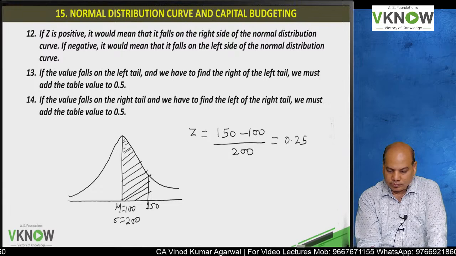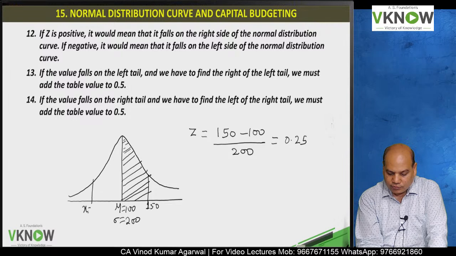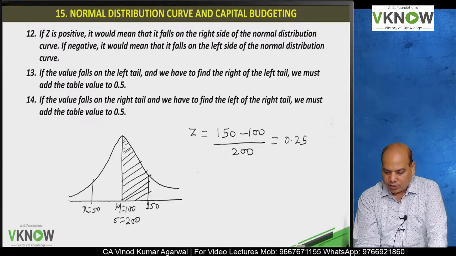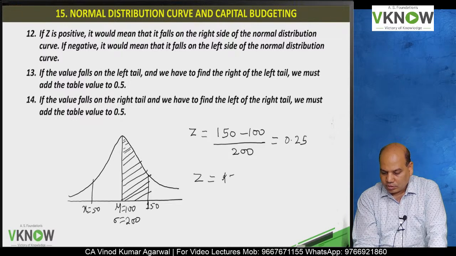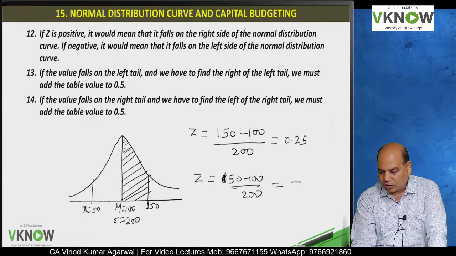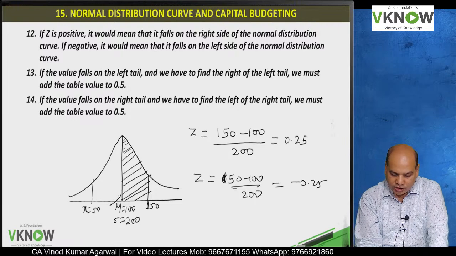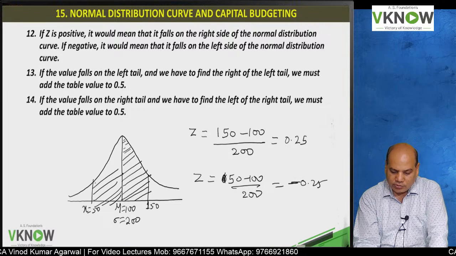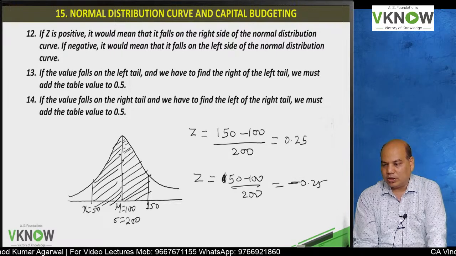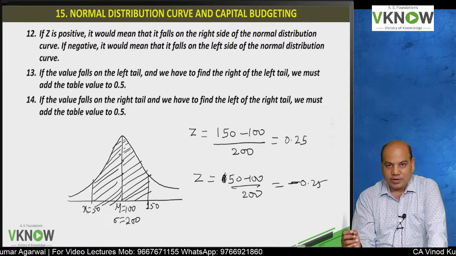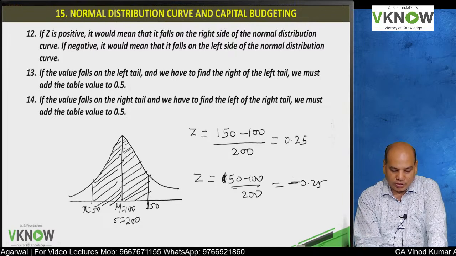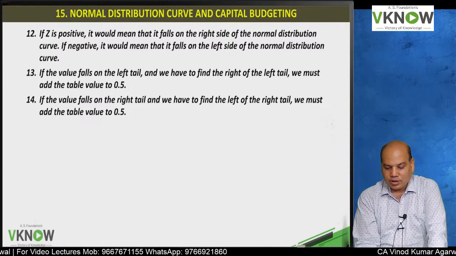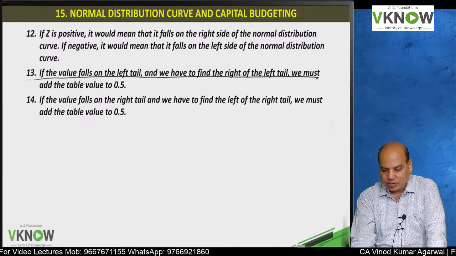And if the z is negative, suppose my x is equal to 50. If x equal to 50, the value of z will be 50 minus 100 divided by 200, minus 0.25, which indicates the moment you get z negative, it means the number is on the left side of the mean, below the mean. Positive z, number is on the right side of the mean. Negative z, number is on the left side of the mean.